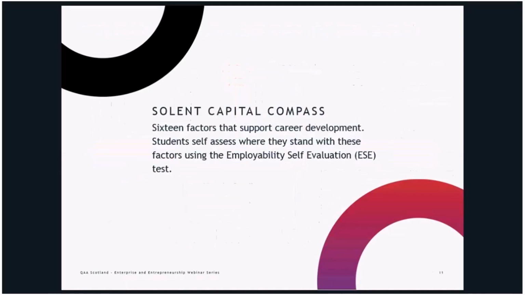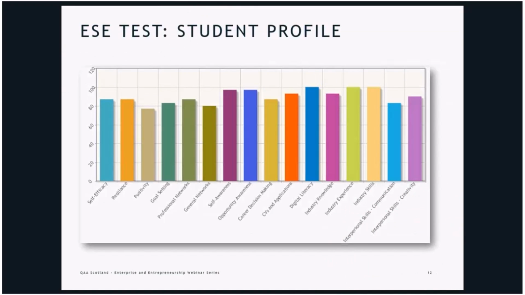Okay, right. So talk a little bit about the EASY test, which, as Caro said, is the way that students self-assess themselves on the 16 factors of the Solent Capital Compass. So this is what they do. They complete a questionnaire. There are 48 questions. It takes about 10 minutes to do. And at the end, the students will get a graph. So this is all done electronically.